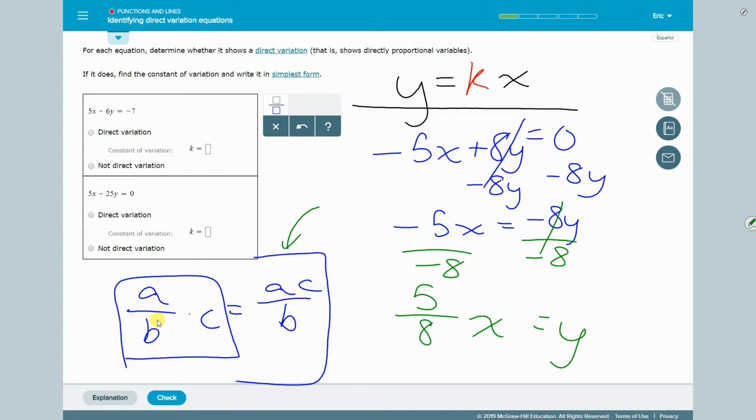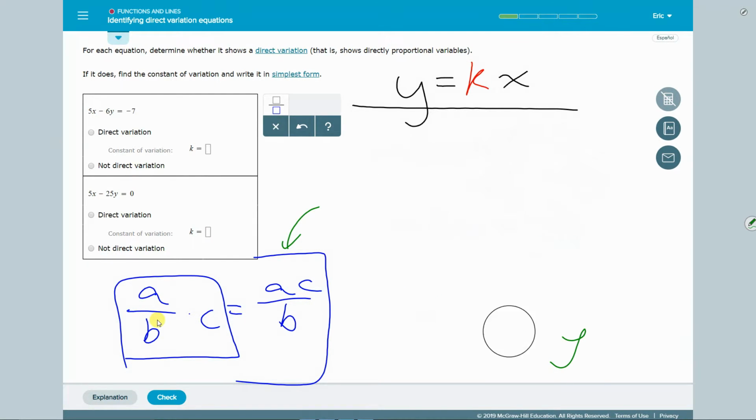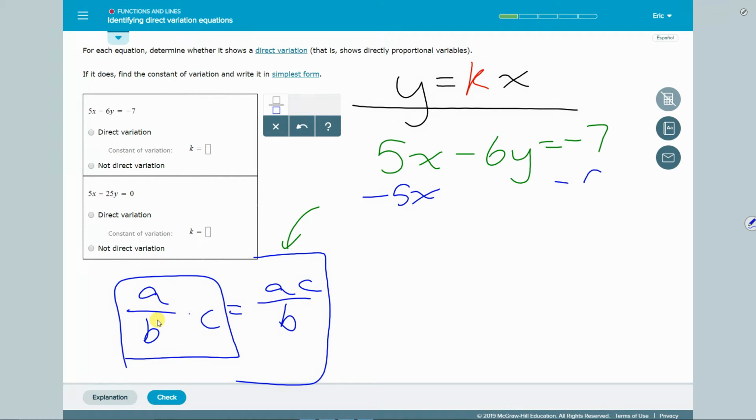Now here's a case where you might not have a direct variation. 5x minus 6y equals -7. Get y by itself. I'm going to do 2 steps in one, but I'll use different colors so you know what I'm doing. Actually, you know what? I'm not going to do those 2 steps. I'm too lazy. I'm going to just take away the 5x. -6y equals -7 minus 5x.